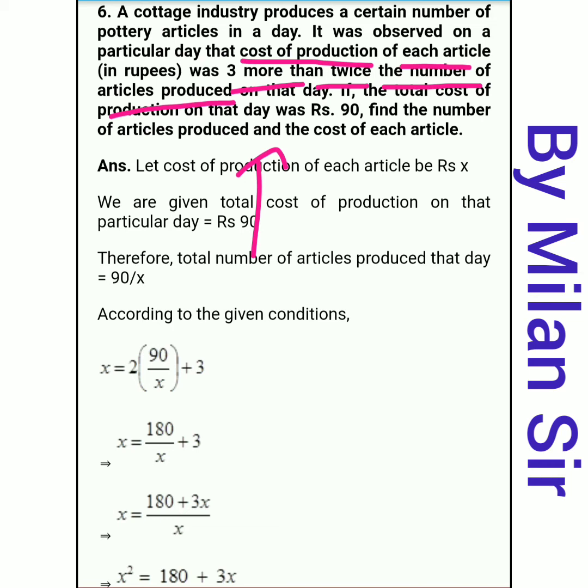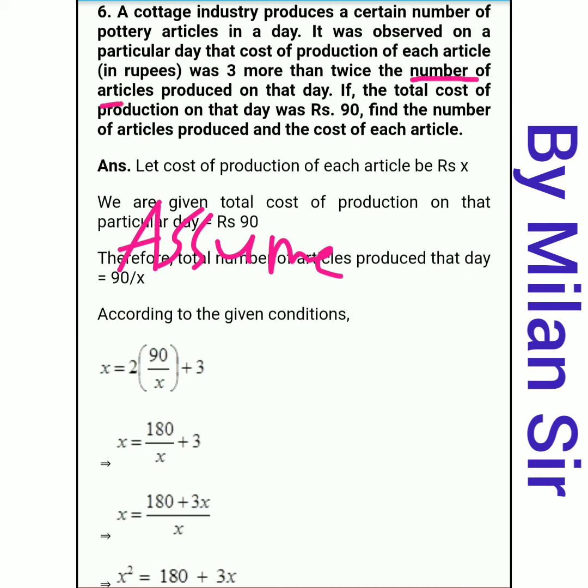So we need to assume the number of articles produced in a day is equal to x. Assume the number of articles produced on a particular day is equal to x. Then we can get the cost of each article, for one article. It is written here: 3 more than twice the articles produced.